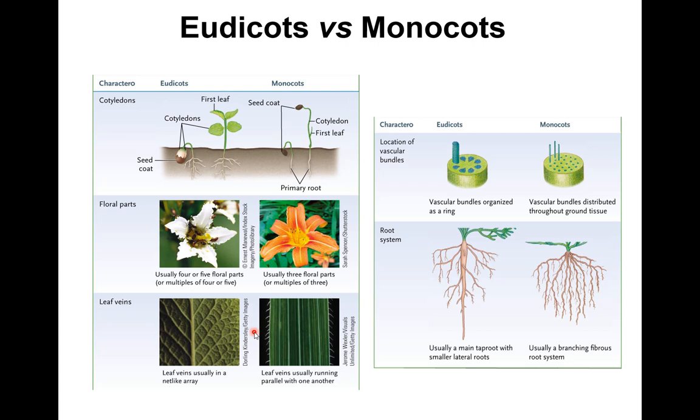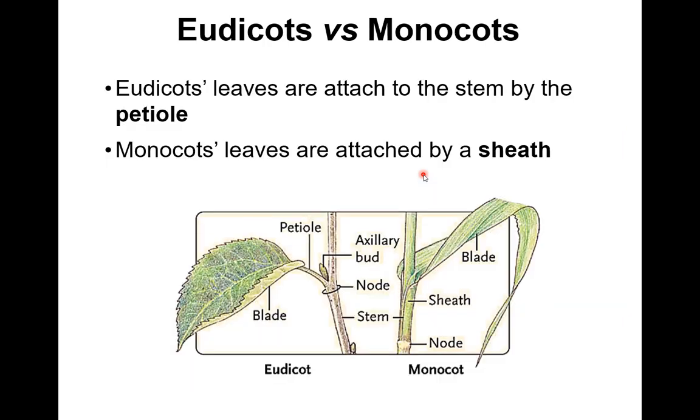Together with that, there are also big differences in how the vascular bundles are organized in the stems and in the roots. There are also differences in the root system. Usually tap roots are found mostly in eudicots, whereas fibrous roots are found in monocots. But let's look now at the structure of the vascular bundles in the stem of eudicots and monocots and in the roots. What are the differences?